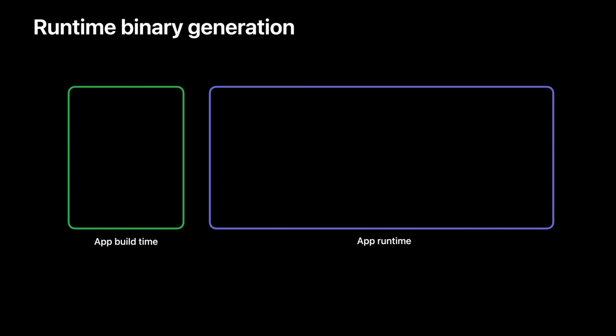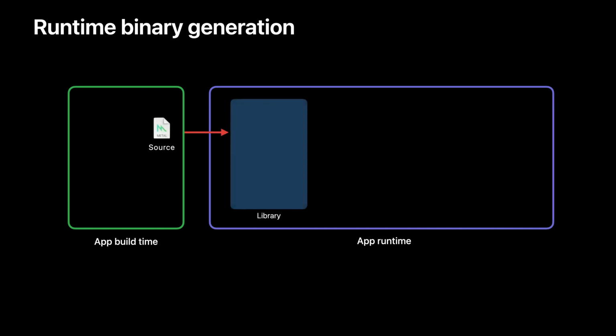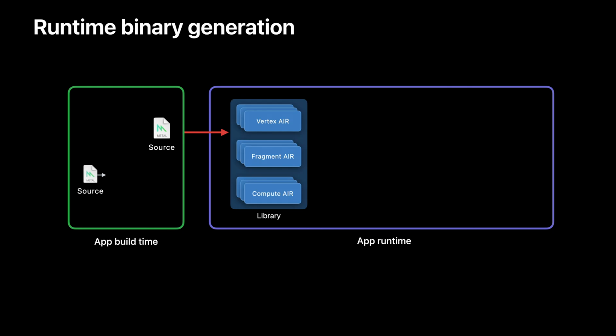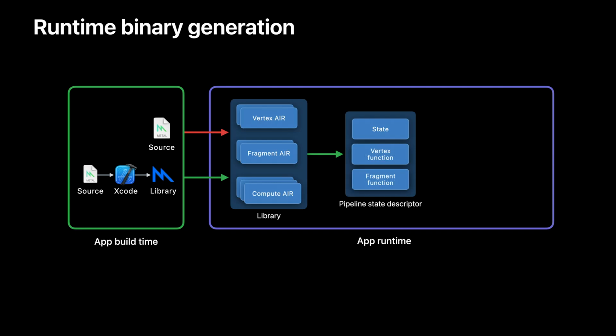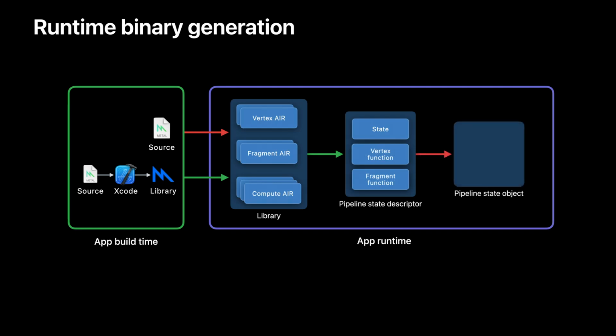For example, suppose you instantiate a Metal library from source. This generates at app runtime Apple's intermediate representation, also known as AIR. This can be a CPU-intensive operation, which you can move to app build time by precompiling your source to a Metal library and instantiating from a file instead. Once your Metal library is in memory, creating a pipeline state descriptor containing state and functions is a lightweight operation. Until you create your pipeline state object, which can be another CPU-intensive operation, where just-in-time GPU binary generation takes place.